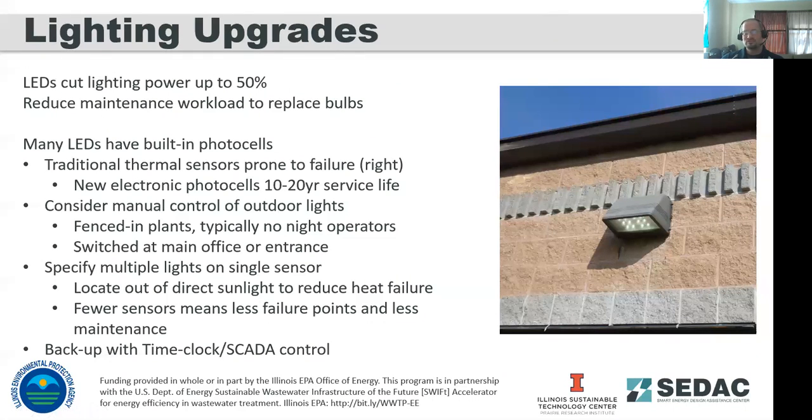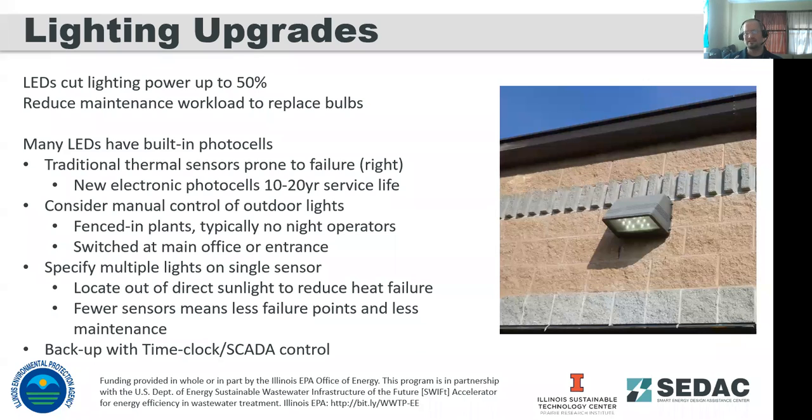Moving on to one of our most common measures, lighting upgrades. LED lighting can cut lighting power up to 50% depending on your fixture. There's a significant reduction in the maintenance of those lighting fixtures because once you put in an LED, it's typically there for 10 to 15 years before you have to replace that fixture.